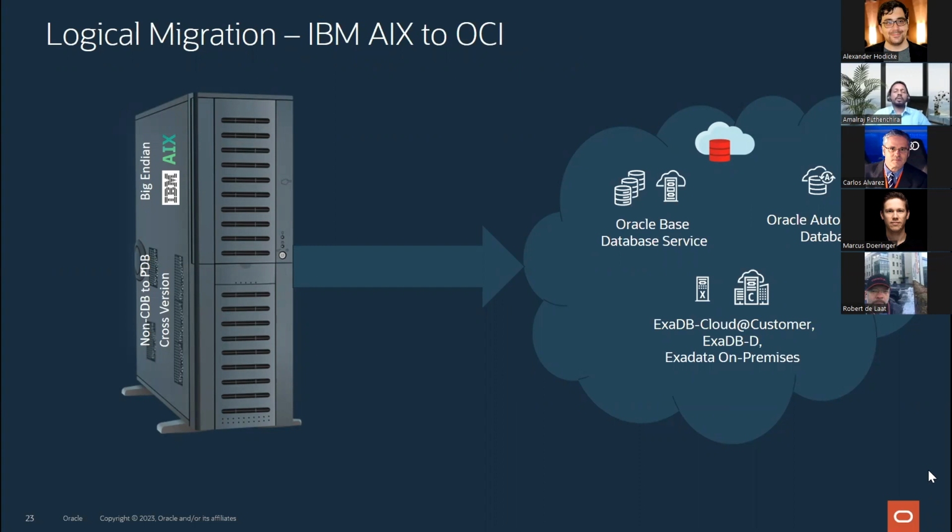Now, this is a similar use case, but I mentioned it here because this is a common use case for us. We see a lot of customers from IBM AIX, which is a big-endian platform, coming to OCI. So here also we can have logical migration from the big-endian platform. And again, non-CDB to PDB and cross-version can be done.